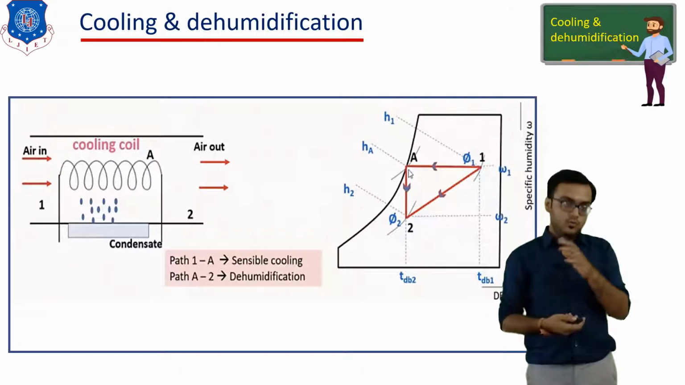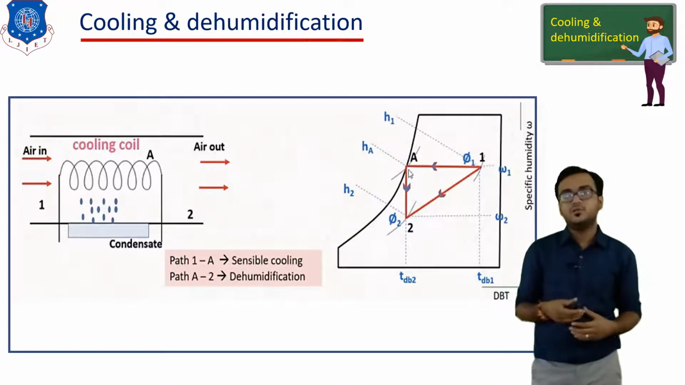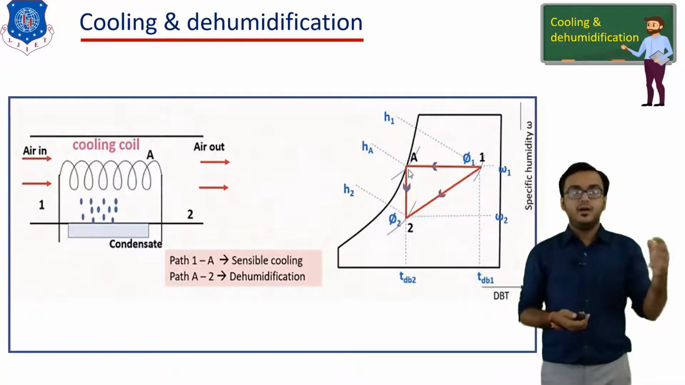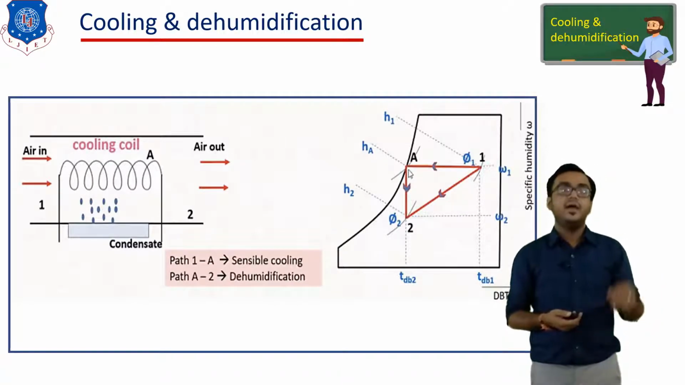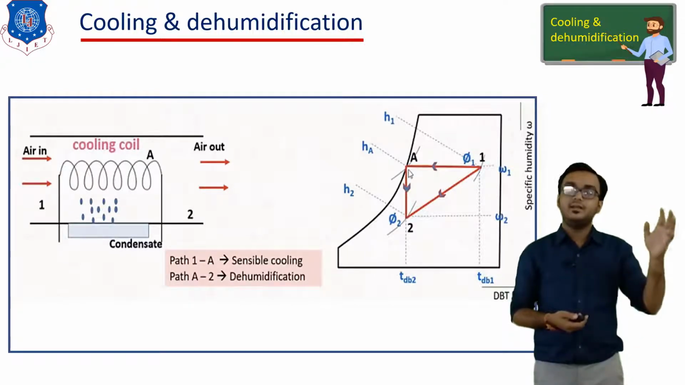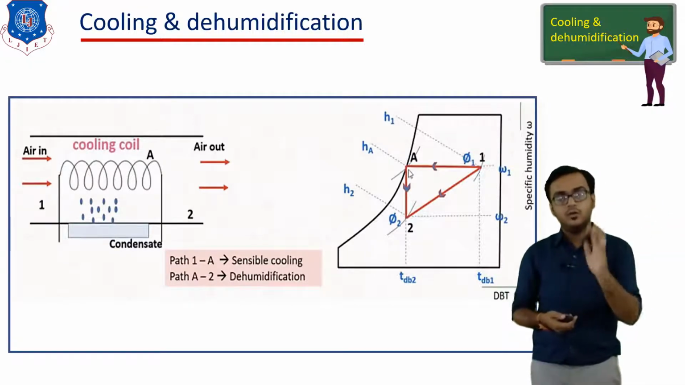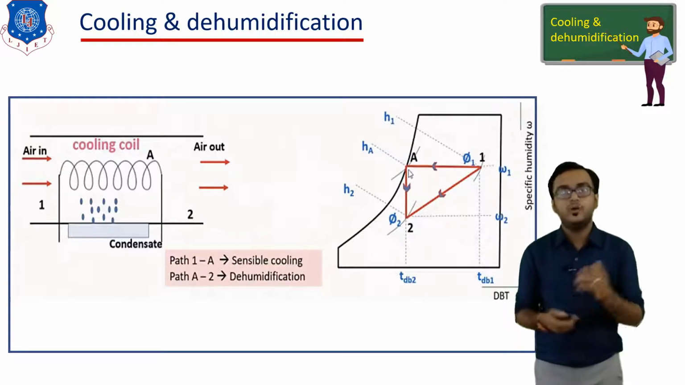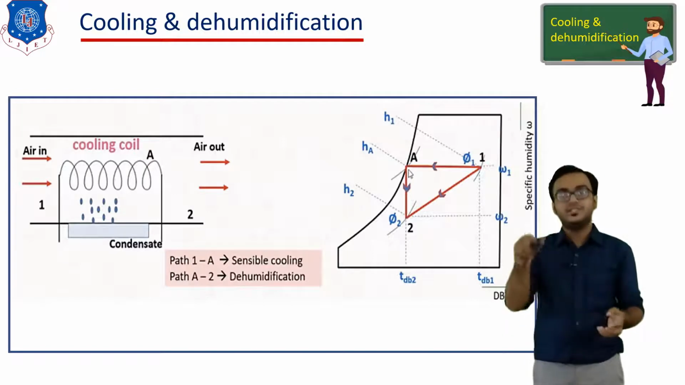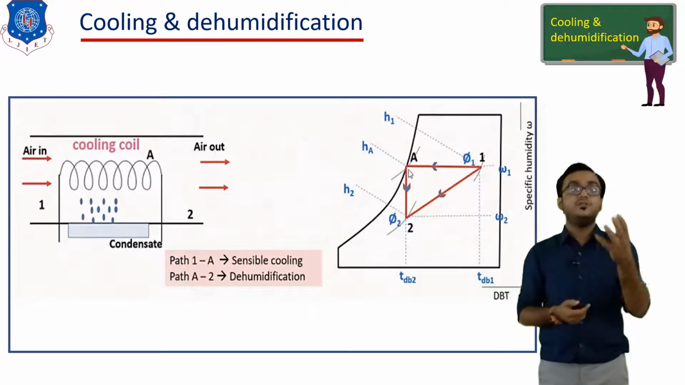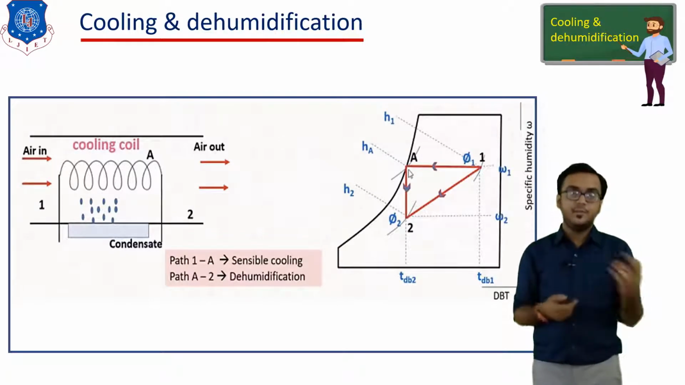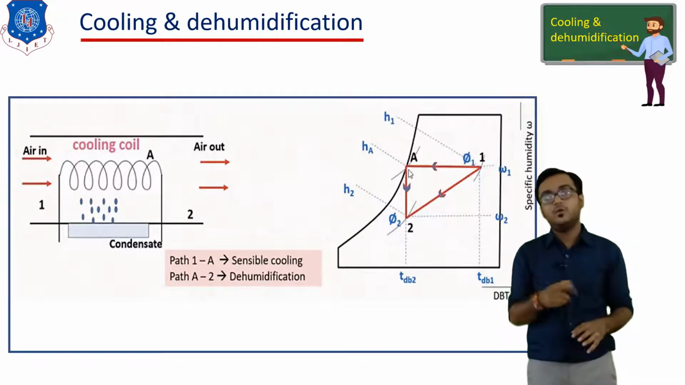Okay, if you want to observe the cooling and dehumidification process, just consider the diagram here. In a duct we have a cooling coil. Air enters at point 1. As air passes over the cooling coil, the temperature of air is going to be reduced. Why? Because the cooling coil has a flow of refrigerant inside it. So the refrigerant will absorb the heat from the cooling coil and reduce its temperature. So at point 2 we have extremely low temperature air.